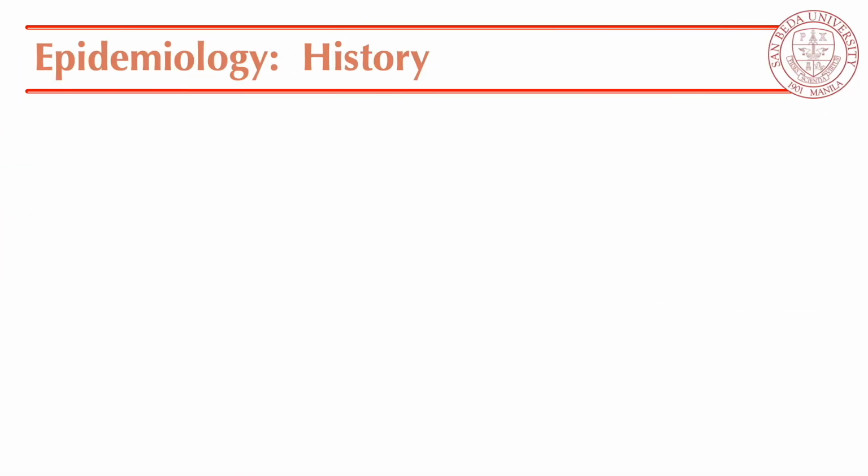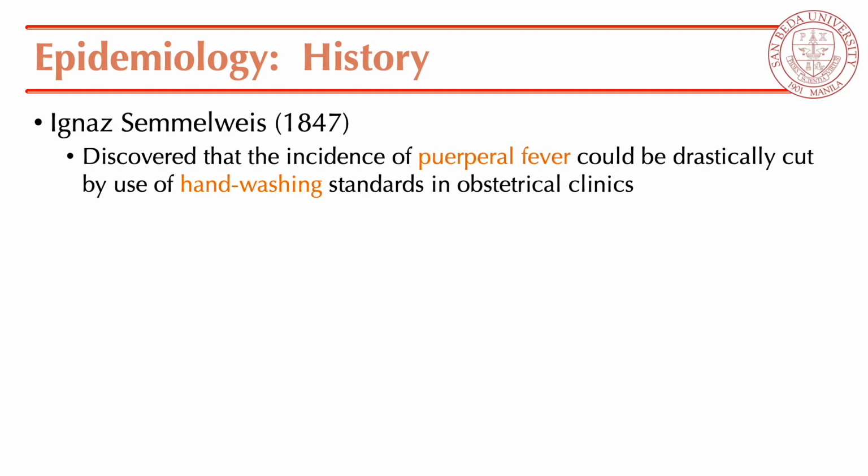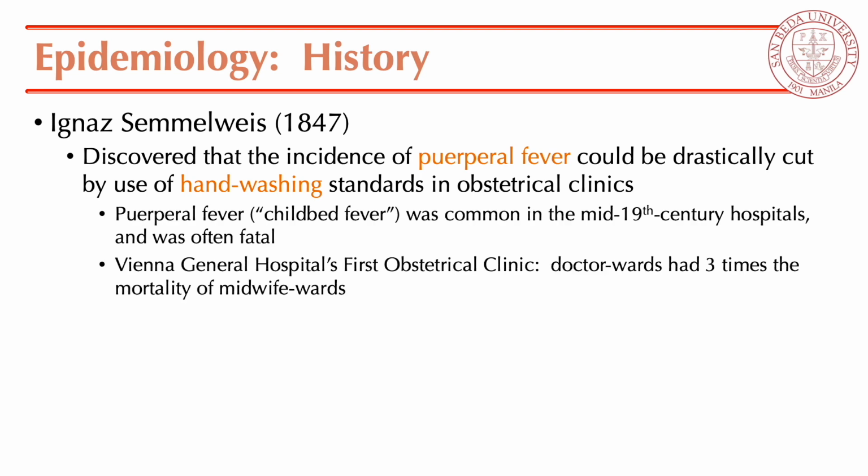Now, around the same time as the cholera outbreak, this time in Austria, physician Ignaz Semmelweis began the practice of meticulous hand washing prior to handling his obstetric patients. This practice was found to significantly lower the incidence of puerperal fever or childbed fever, which was apparently common in many mid-19th century hospitals in Vienna and was often fatal.